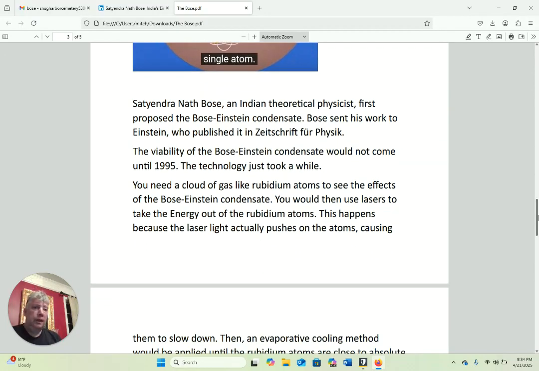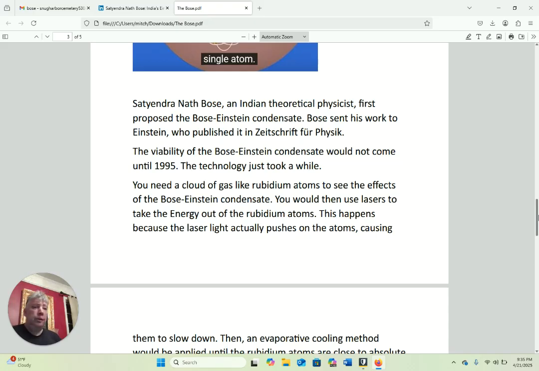The viability of the Bose-Einstein condensate would not come until around 1995. It was proposed theoretically, and it kind of made sense, but proving it experimentally would take lasers. It might seem funny that you're going to introduce light particles into a gas in order to cool it down. But when photons, which are particles, hit atoms on that level, they form collisions, and they tend to slow down the atoms.